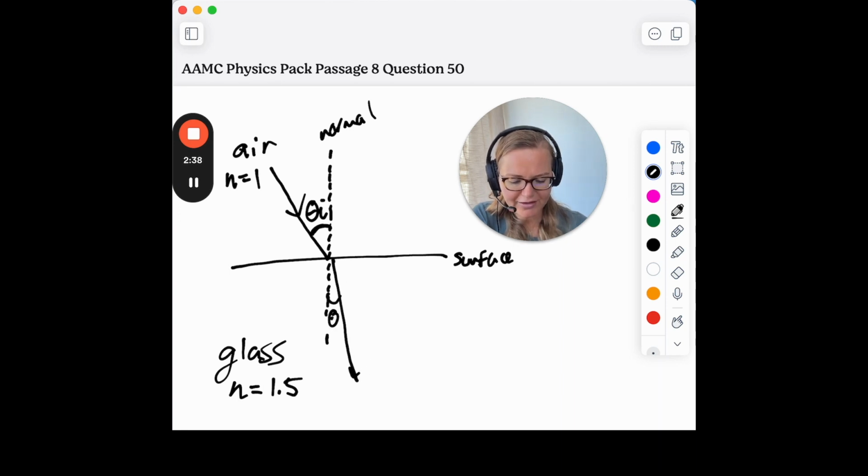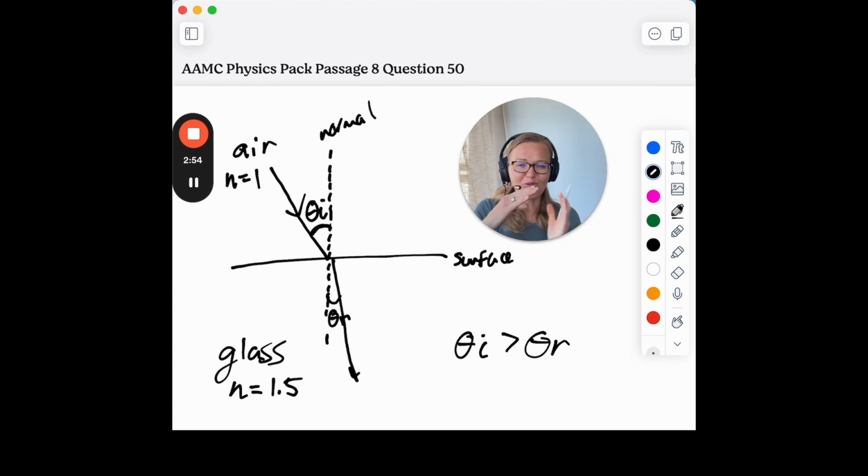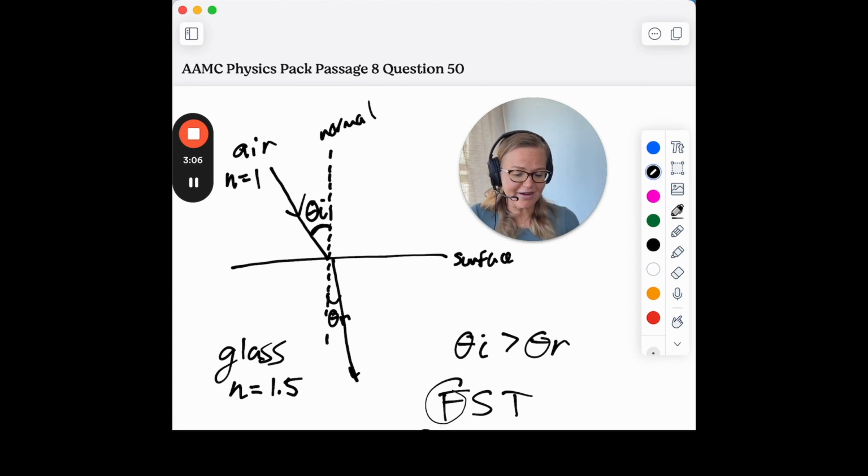So our new theta, our angle between our normal and our light ray, we're going to call theta r for our refracted theta. And what do we know must be true? Well, we know that theta I, our incident angle, is bigger than our theta r because it bent towards the normal. And there's a good mnemonic to help you remember this, FST, which is that when we go from a medium where light travels faster, like air, for example, to a medium where light travels slower, like glass, then our light ray is going to bend towards the normal.